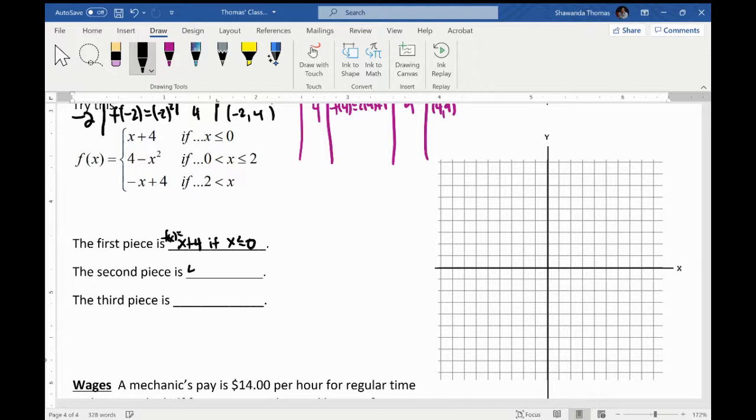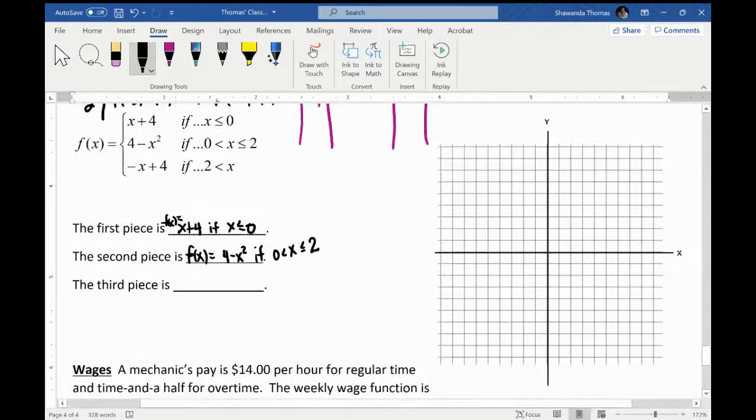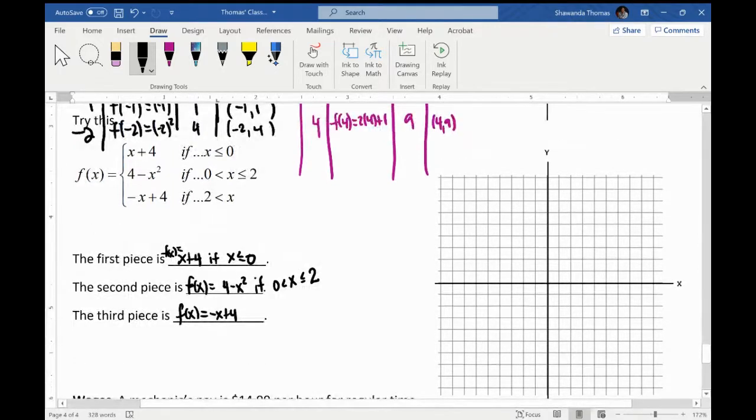All right. And then I'm just going to write the other ones. The second piece is f of x equals 4 minus x squared, if x is between 0 and 2, 0 not included though. All right. Third piece is negative x plus 4. Then it says 2 less than x.